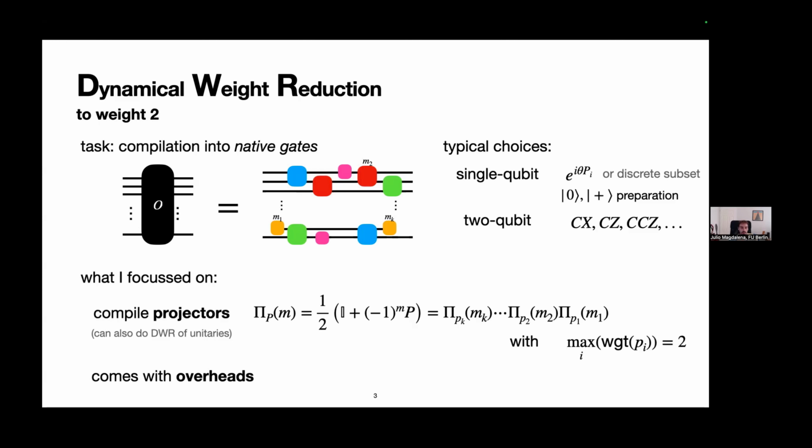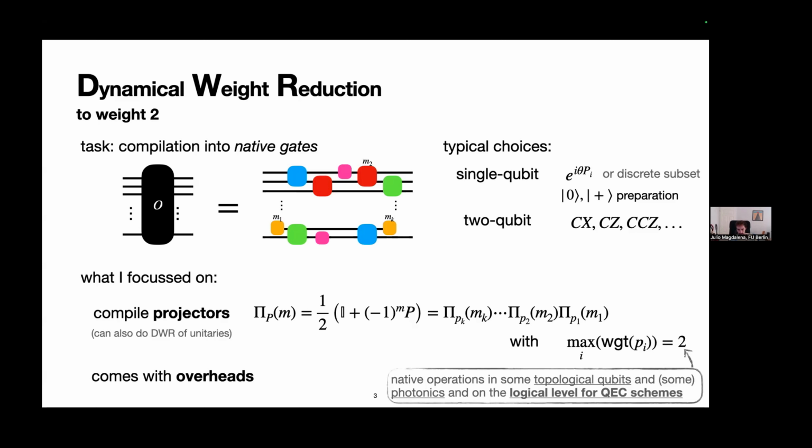But it's more of an artifact of the fact that you represented the projector you started with as a black box. There's no reason to believe that just because you draw something into one box, it's actually an elementary time step or elementary volume of whatever circuit you end up with. Weight 2, you could argue, is important because for some platforms, it's believed to be a physically reasonable native operation, like in photonics or potential topological qubits, but also on the logical level of certain QC schemes. This is actually an easy to implement logical measurement.